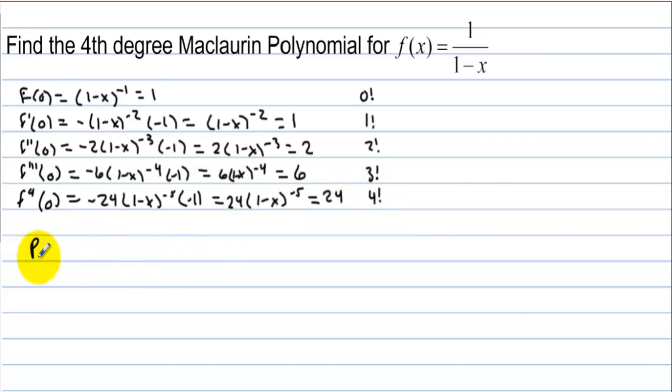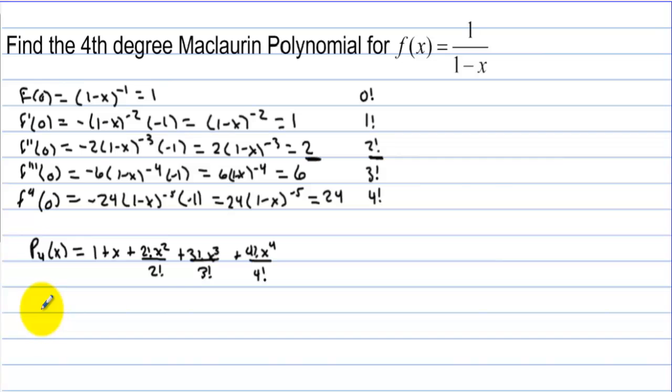Now when we write the polynomial of fourth degree to estimate this function, we get 1 plus x plus, and then we'll get 2 factorial x squared over 2 factorial, because 2 is the coefficient, which is the same as 2 factorial. And then plus 3 factorial x to the third over 3 factorial, plus 4 factorial x to the fourth over 4 factorial, and that pattern would keep going.